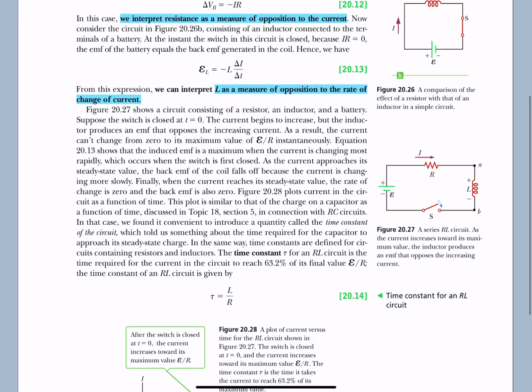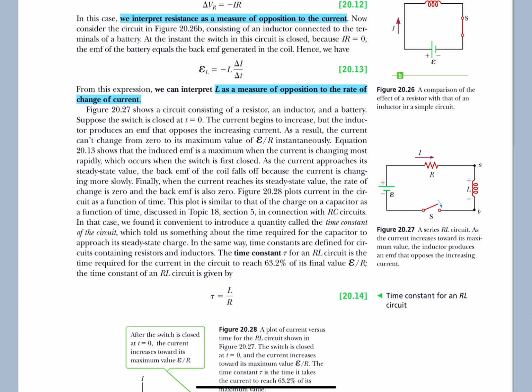Now, look at figure 20.27. When we close the circuit, completing this circuit, the battery pushes the charge out the positive. It begins to travel clockwise. And of course, it's going to do so instantaneously. And as soon as it gets to the inductor, it's going to cause magnetic flux lines to grow, to expand into space around each loop, which of course is going to affect all the other loops that are nearby.